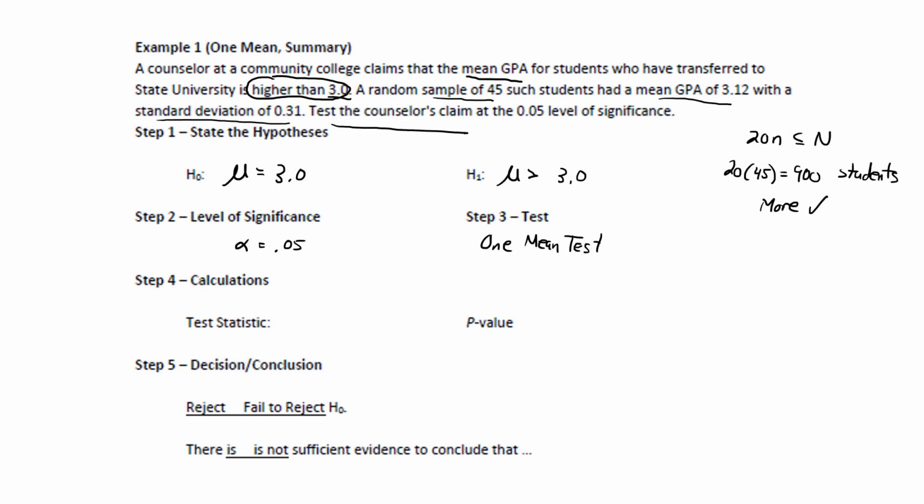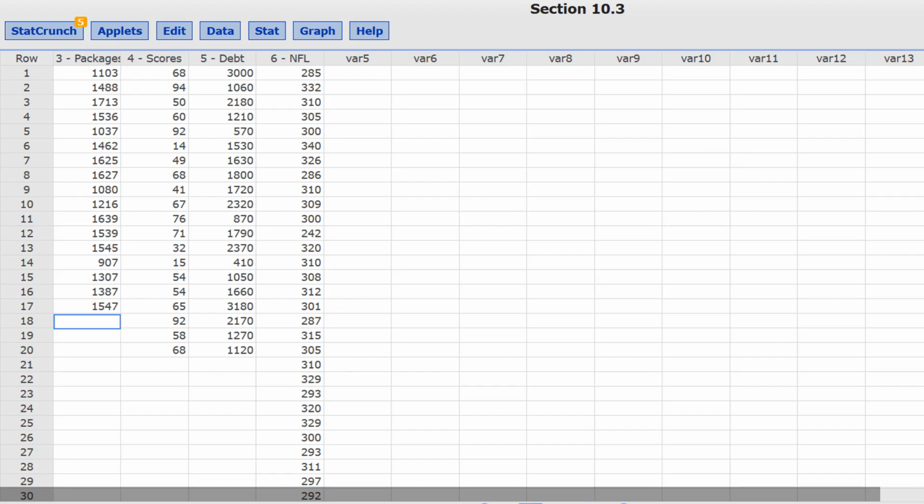For the calculations, we'll turn to StatCrunch. We need to make note that the sample mean is 3.12, the sample standard deviation is 0.31, and the sample size is 45. Also note the null and alternative hypothesis. Okay, let's go to StatCrunch.